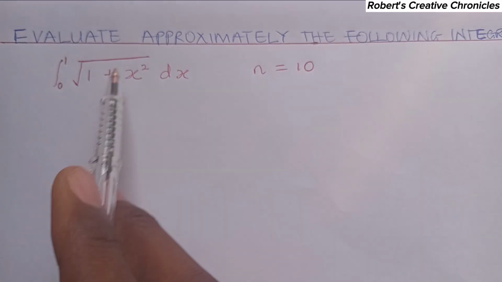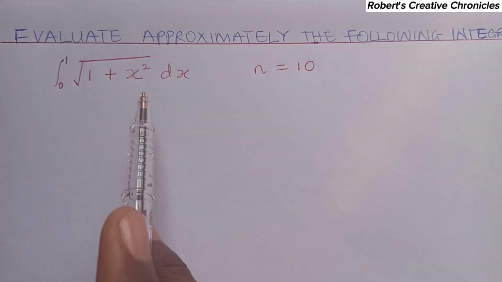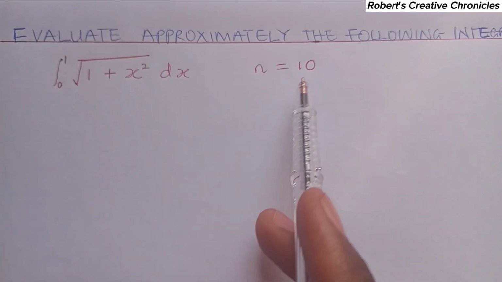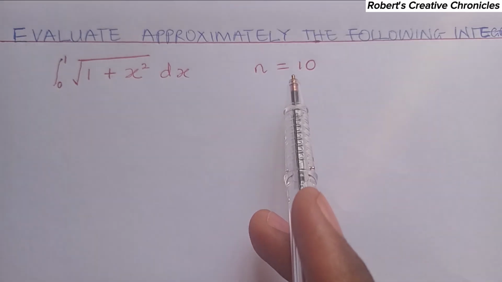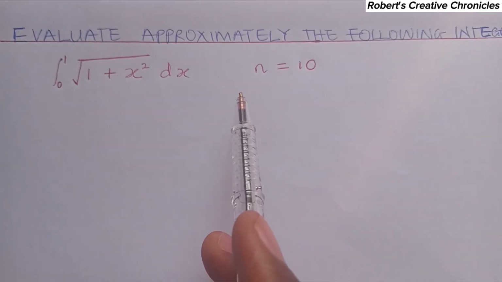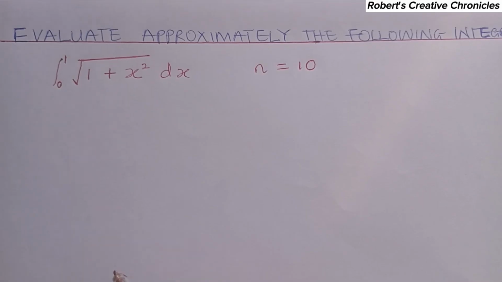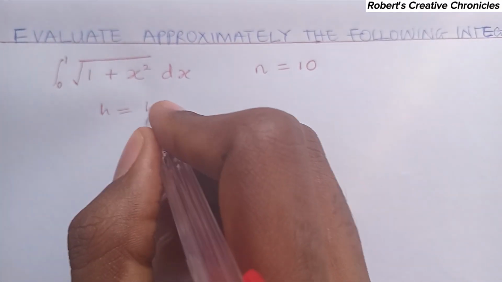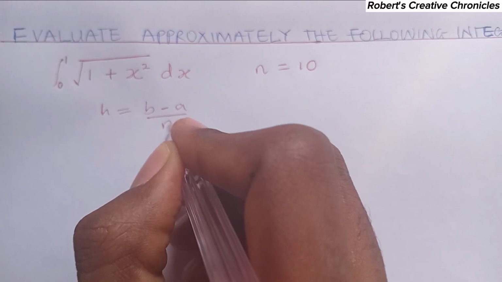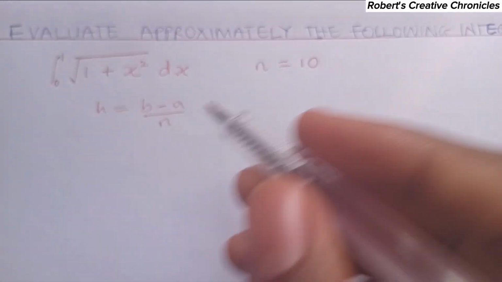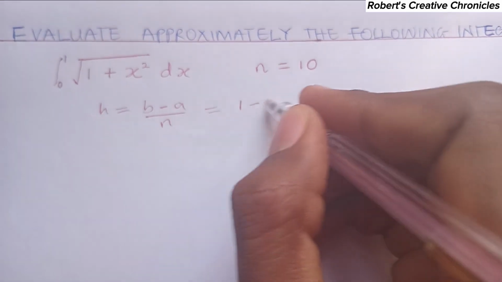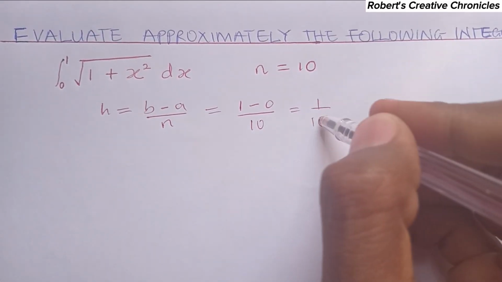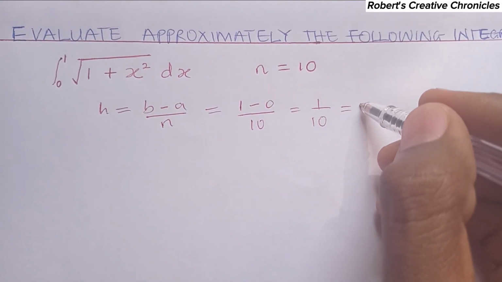So this integral is a curve and the area under this curve has been divided into n small strips, which is 10. That means it has been divided into 10 small strips, which are trapezoidal, each of width h. We have to find h. H is the width, so it's b minus a over n, where b is the upper limit and a is the lower limit. So it will be 1 minus 0 over 10, which is 1 over 10, which is 0.1.